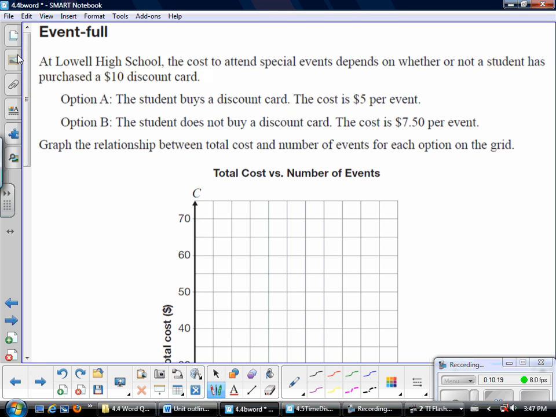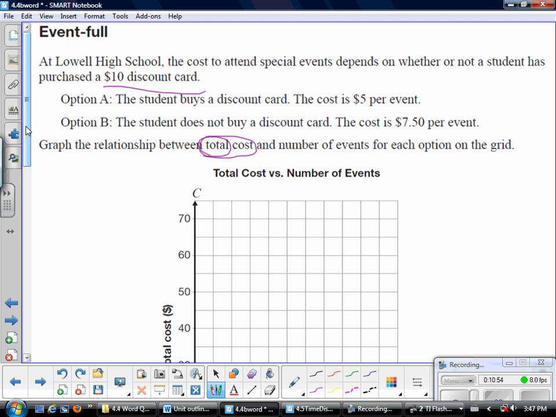Looks like we have a graph. It says, at Lowell High School, the cost to attend special events depends on whether or not a student has purchased a $10 discount card. Option A, the student buys a discount card. The cost is $5 per event. Option B, the student does not buy a discount card. The cost is $7.50 per event. Graph the relationship between total cost, the big word there is total, by the way, and number of events for each option on the grid.